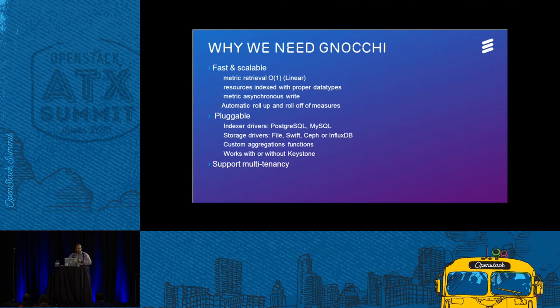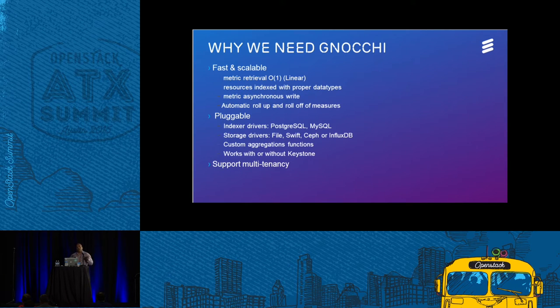In terms of the indexer driver, it uses PostgreSQL or MySQL, and we'll explain the indexer in the next slide. It has a storage driver. It can be file system based, it could be Swift based, it could be Ceph or InfluxDB. You have multiple choices there for what you want to use. Gnocchi also supports custom aggregation functions. So you can write your own aggregation types and methods that you want to use in Gnocchi. So it is quite flexible.